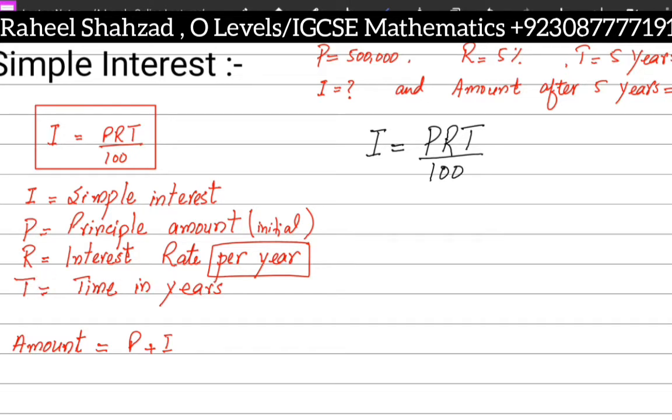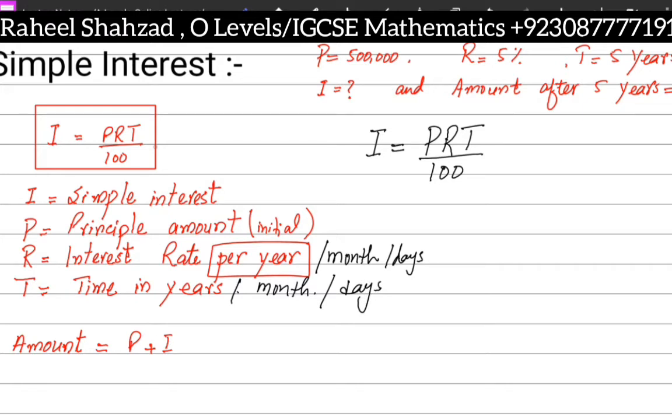T will be representing time in years. So for interest on the deposited amount, the bank will use this formula: I equals PRT by 100, where P is the principal amount, the amount you initially deposited, R is the interest rate per year, and T is time in years. It is very important to understand that if the interest rate is given per year, time must be in years. If the interest rate is given per month, then time will be in months. Or if the interest rate is given in days, time must be in days. So you'll have to convert accordingly, right?